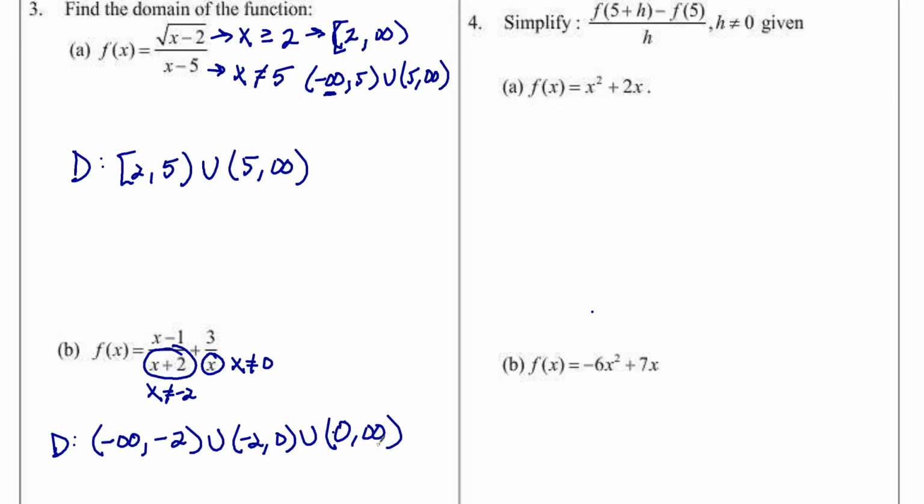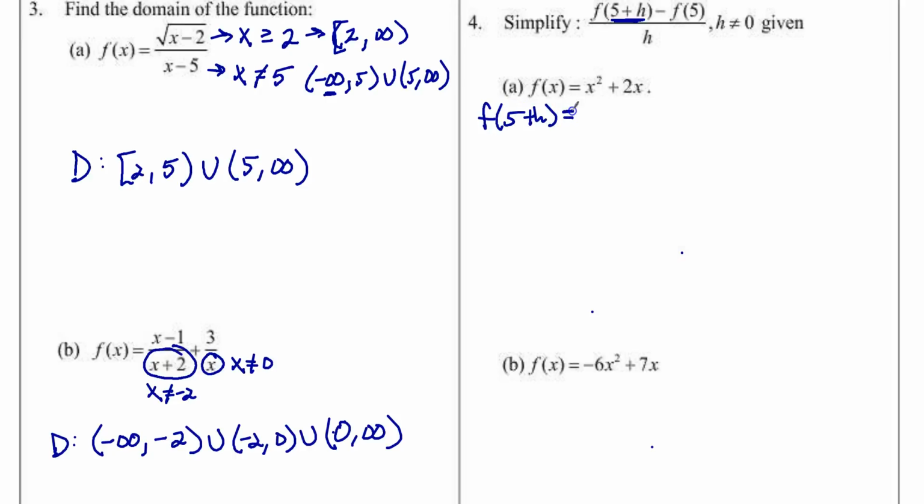Number 4, simplify f of 5 plus h minus f of 5 over h. Remember what this notation means. 5 plus h just means we change our input from x to 5 plus h, and we're going to subtract what we get when we plug in f of 5, and then we divide it all by h. So I'm going to do this in steps. I'm going to first find f of 5 plus h.